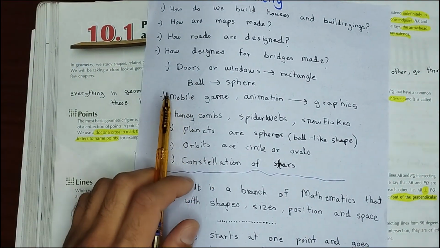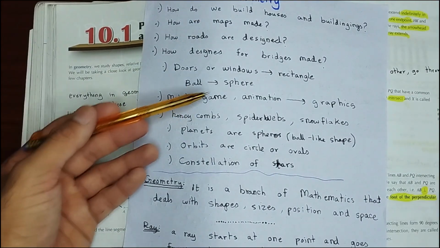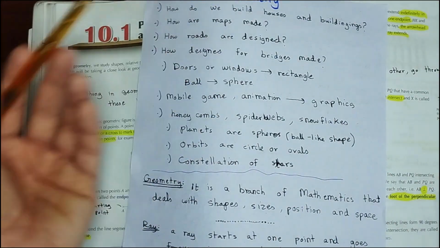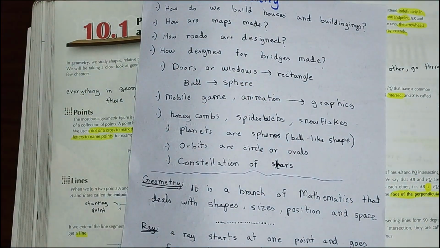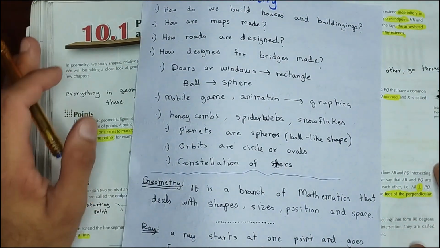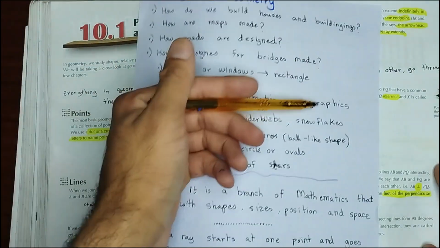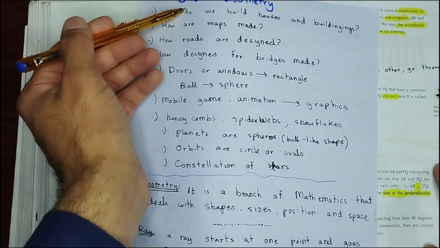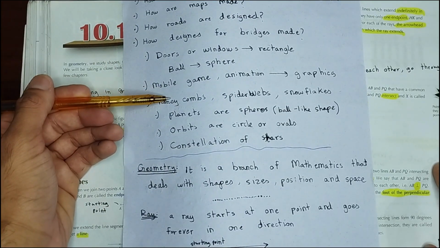Now, another example for geometry is your mobile games and animation, the movies and dramas that you watch. They're all made from graphics, and those graphics are really precisely made for them to look good and appealing. You have to be really careful about the graphics, and the graphics use 3D motion systems which use basic geometry.